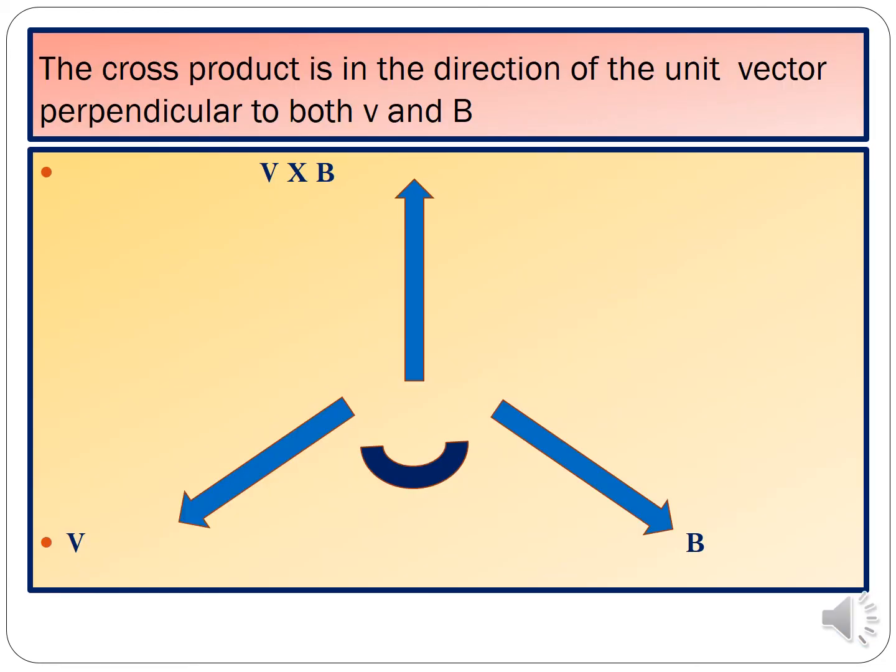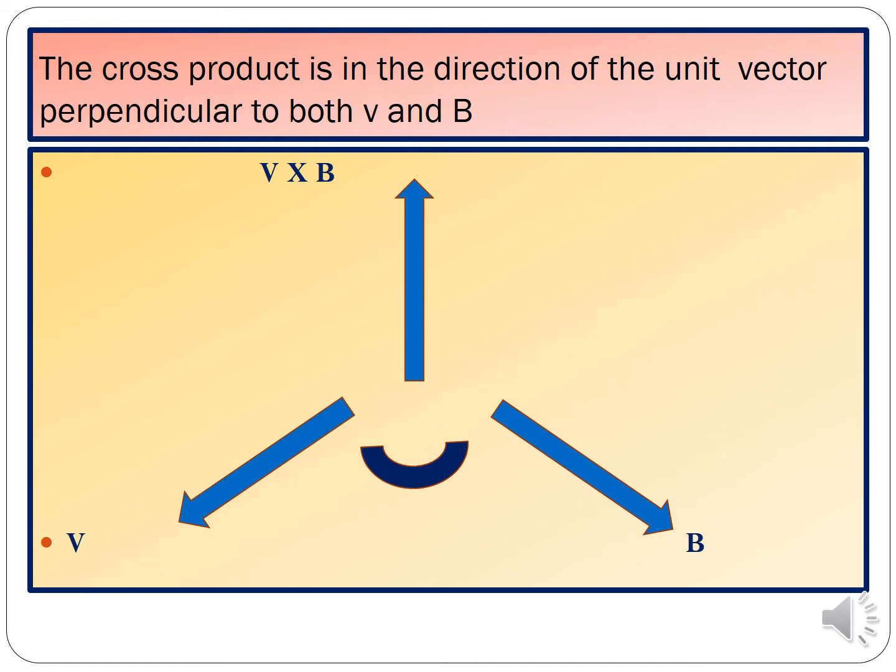Now we come across figure 10.4, which shows the cross product, which is in the direction of a unit vector perpendicular to both v and B. Students, in the diagram you can see that the upward pointing arrow is nothing but the product of v multiplied by B, where v is the velocity and B is the magnetic induction. The two downward arrows, towards the left hand side indicates v, and towards the right hand side indicates B.